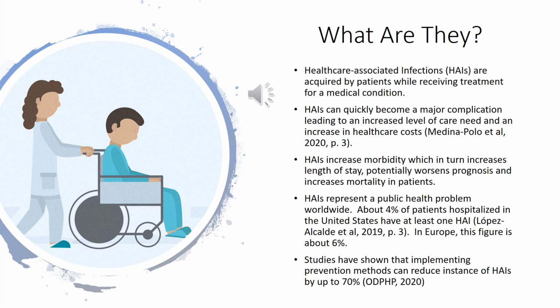Healthcare-associated infections increase morbidity, which in turn increases length of stay, potentially worsens prognosis, and increases mortality in patients. Healthcare-associated infections represent a public health problem worldwide. About 4% of patients hospitalized in the United States have at least one healthcare-associated infection. In Europe, this figure is about 6%. Studies have shown that implementing prevention methods can reduce incidence of healthcare-associated infections by up to 70%.